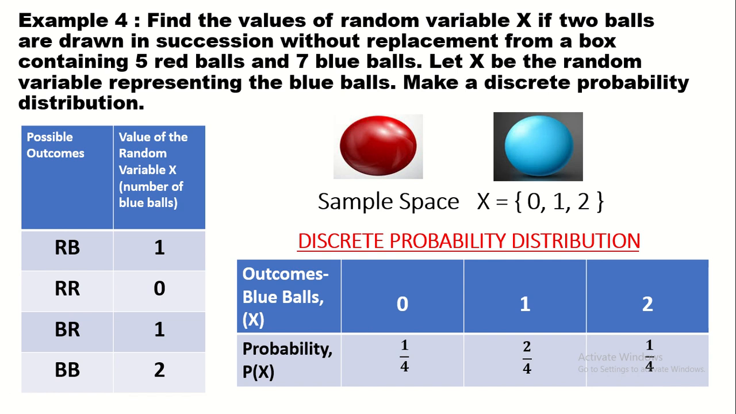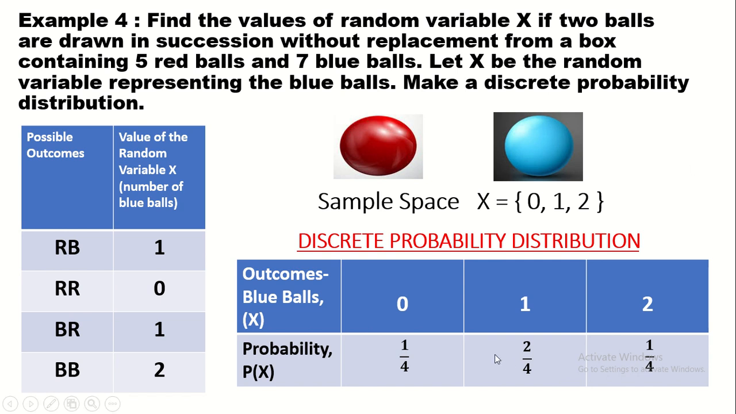So, ang unang property ay kailangan the P of x is equal to 1. 1 plus 2, that is 3, plus 1, that is 4. 4 over 4, that is equal to 1. Ulitin ko, kapag ang numerator natin at denominator ay pareho, that is equal to 1. So, nasunod natin yung unang property.